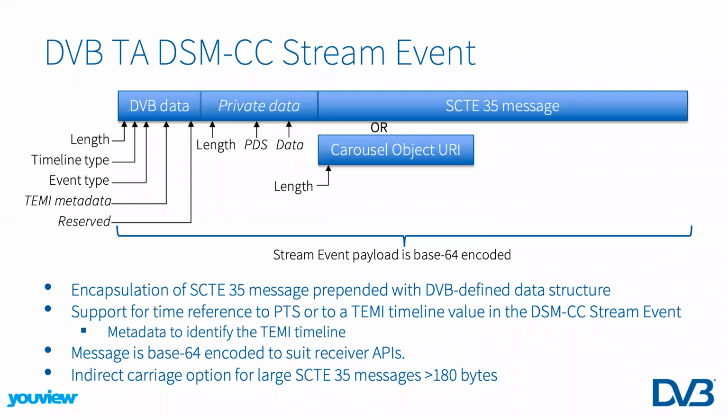A couple of other points: the DVB data field is designed to be extensible. So we have some reserved data area, which we can start drawing upon by varying the value of the length field. We also follow the DVB data with an optional private data field controlled by that length field. And if there is private data, then it's preceded by a private data specifier. That's the PDS there.